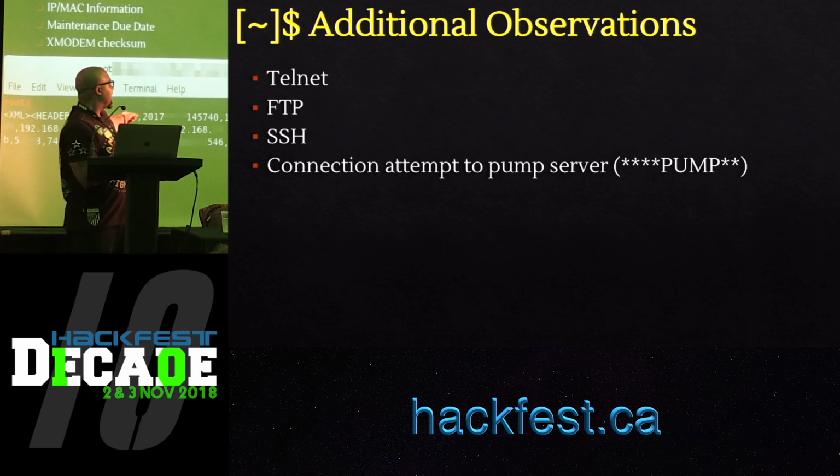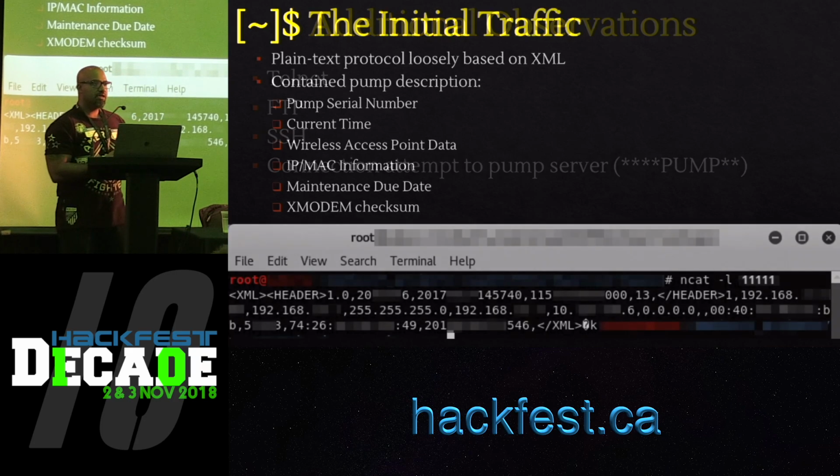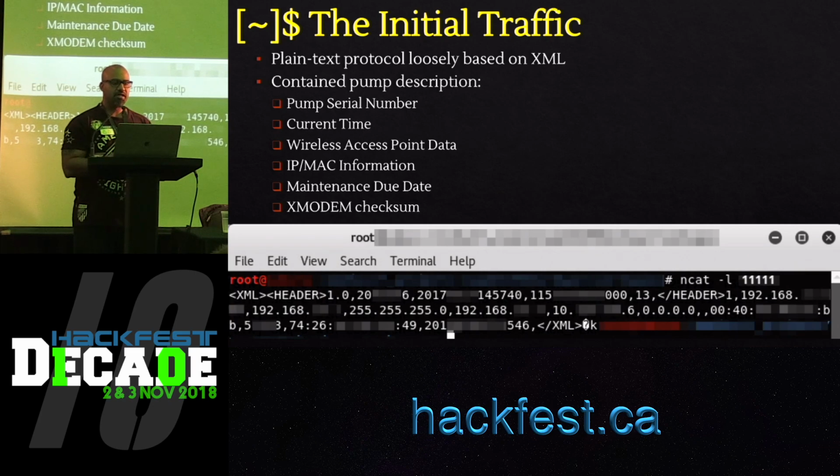If you look at the packet here, we could see the pump serial number, the current time, wireless access point data, IP and MAC information, maintenance due date. And in the end, there was some random string, which took us a while, but we figured out that the random string is actually an XModem checksum. Because it's an XModem checksum, it was easy to spoof. So we were able to retrieve packets, receive packets, modify them, and then push them back to the pump server after fixing the XModem checksum.